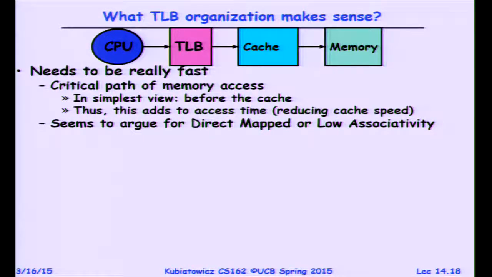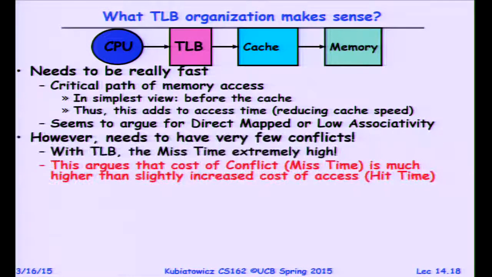Yeah, so we went to all the trouble to make the cache fast, and then we put a really slow thing in here. That would be bad. Good. All right, everybody see that? So the TLB better be really fast, and this seems to argue that the TLB better be direct mapped or something with low associativity in order to be really fast. Okay? However, you want to have very few conflicts, and why is that? Because when we miss in the TLB, we've got to walk the page table, which is potentially very slow.